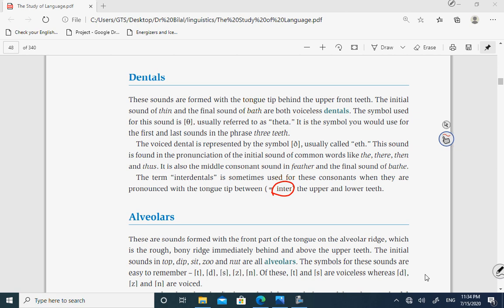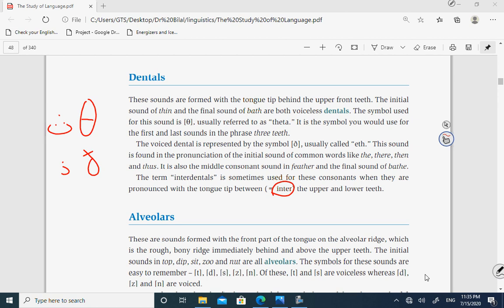Like for the th sound, this is like the th in Arabic. Th sound, or th sound, like th in Arabic. So th as in thin and th as in then. So these are known as dental sounds or interdental sounds.